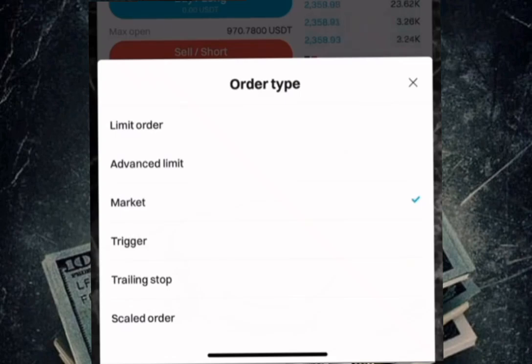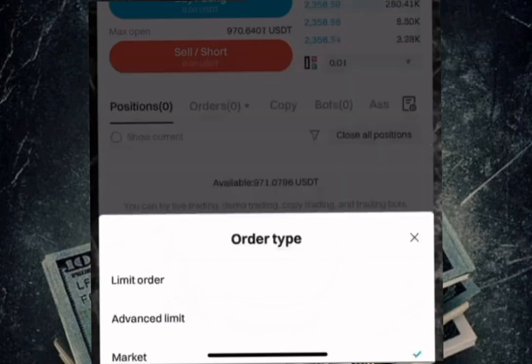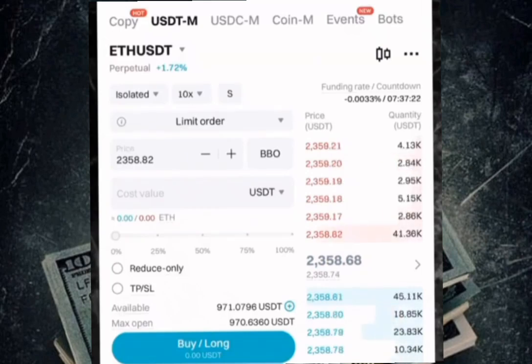Now, what is the limit order type and what is the market order type? For the limit order type, let me select limit right here. Limit order type is a type of order whereby you enter the price at which you want to enter the trade. You are the one that would select the price at which you want to enter the trade. So, for example, the current price of ETH is $2,360. But let's say, for example, after I've done my analysis, I'll see that, oh, I want the price to come down a little bit, then I will now enter the trade so that it will go up because I want to long.